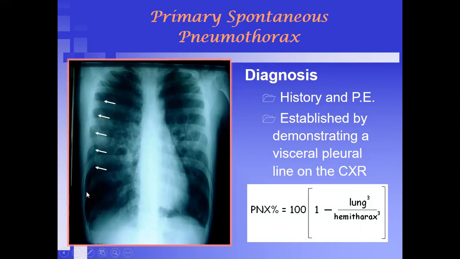So using your chest X-ray, we can actually get the percentage of your pneumothorax. We get the point between the apex and the base of the lung, so that midpoint. Measure the width of your lung and compare it to the width of the hemithorax. Okay, so the formula is 1 minus lung cube over hemithorax cube, and multiply the value by 100 to get the percent.